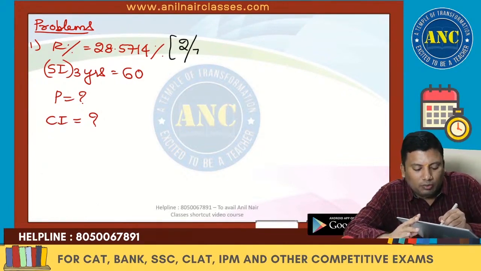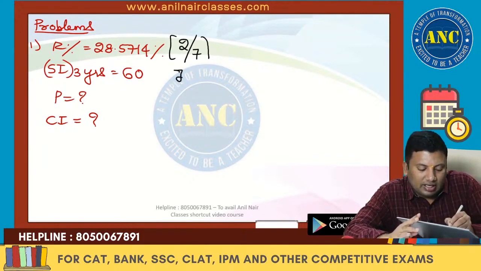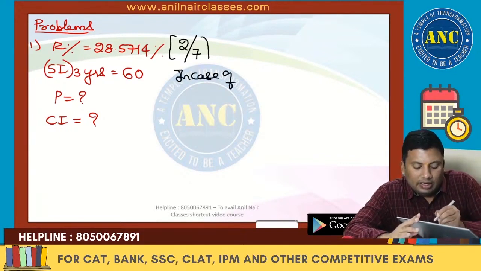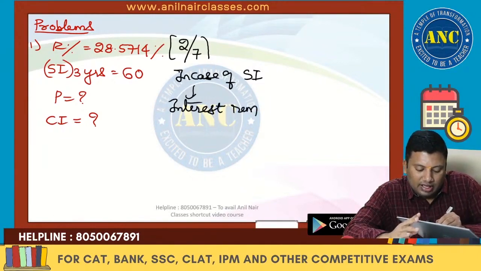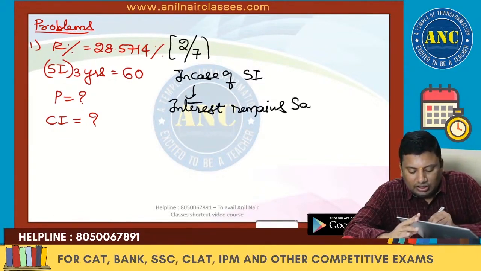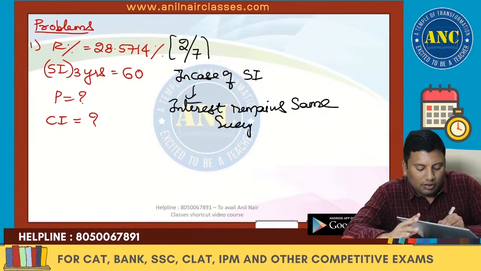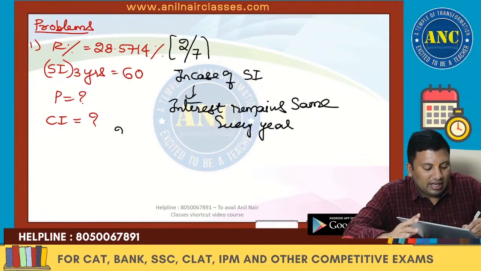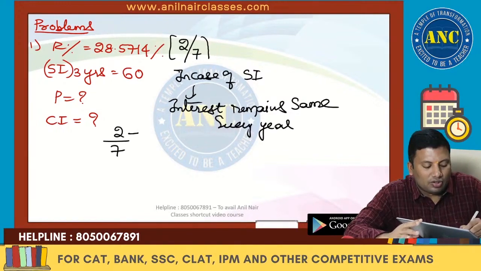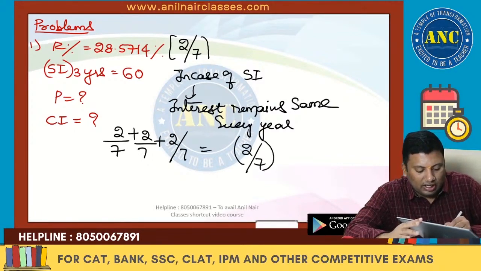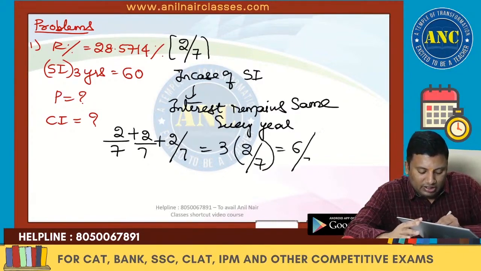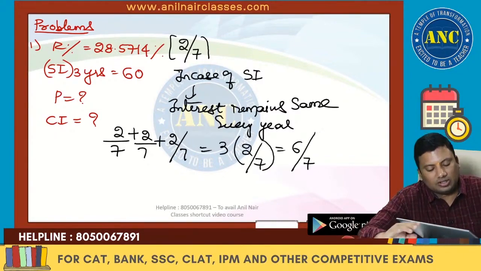28.5714 percent is nothing but 2 by 7. Just now we discussed that in case of simple interest, interest remains same every year. So first year it is 2 by 7, second year also 2 by 7, third year also 2 by 7. Every year it is 2 by 7. Totally for 3 years, it is nothing but 6 by 7.